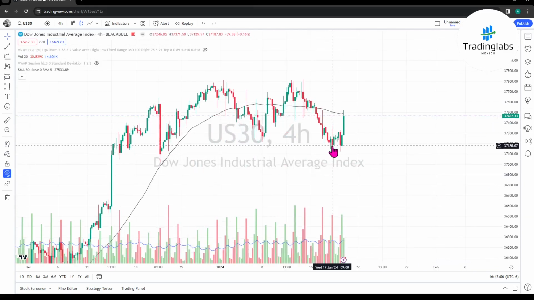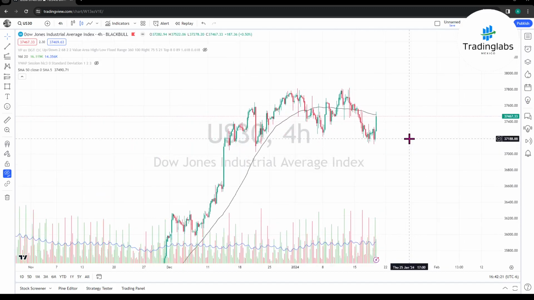H4 candle never made this low, never made a new low than this one. This low is still above this low, so it's still respecting the price of 37,178. Also, you have to check the price. So it never came below this one to 37. Never, never. Okay, okay.